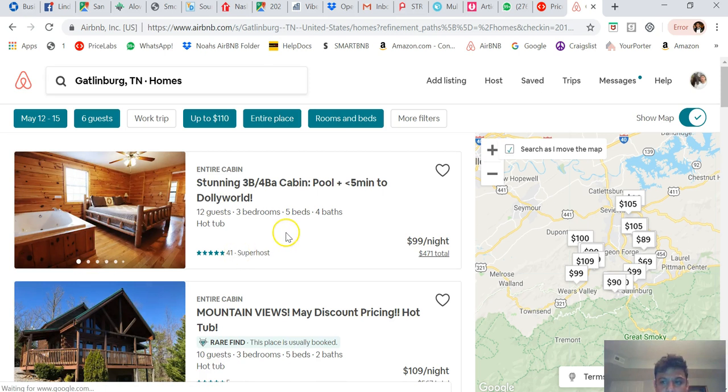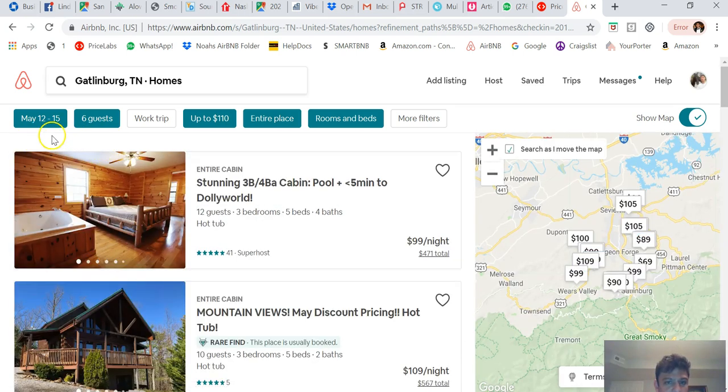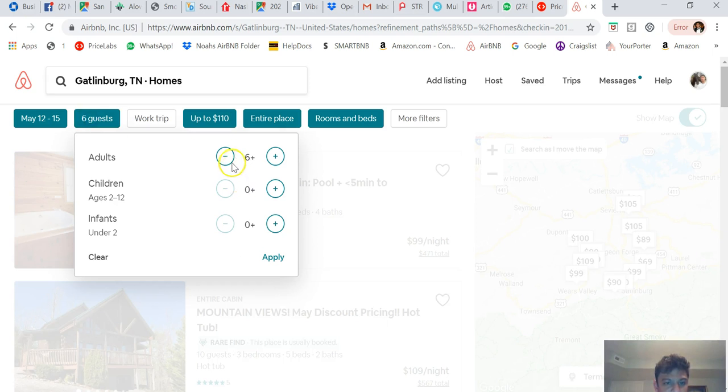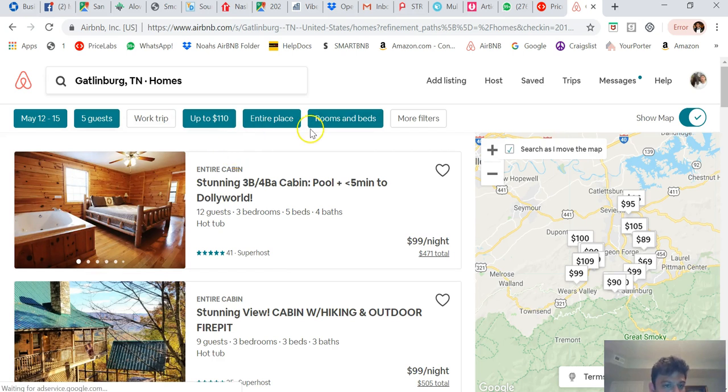And then we're up to... for some reason it's not showing the number of guests here. Let's try it again. Okay, for some reason it's not showing the number of properties as it usually does up here. But let's move on to the next thing.